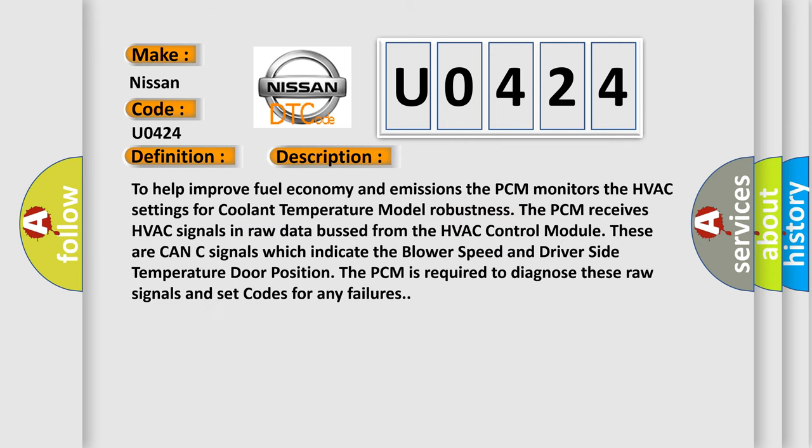To help improve fuel economy and emissions, the PCM monitors the HVAC settings for coolant temperature model robustness. The PCM receives HVAC signals in raw data bus from the HVAC control module. These are CAN C signals which indicate the blower speed and driver side temperature door position. The PCM is required to diagnose these raw signals and set codes for any failures.